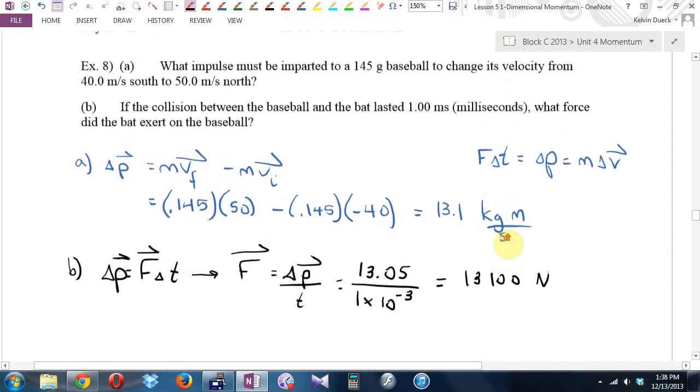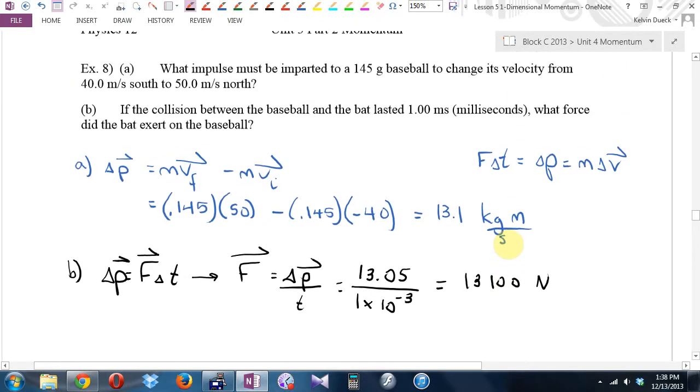Do you see how, even though technically it did say the word collision, we actually didn't need to use conservation of momentum because we started out in impulse land?